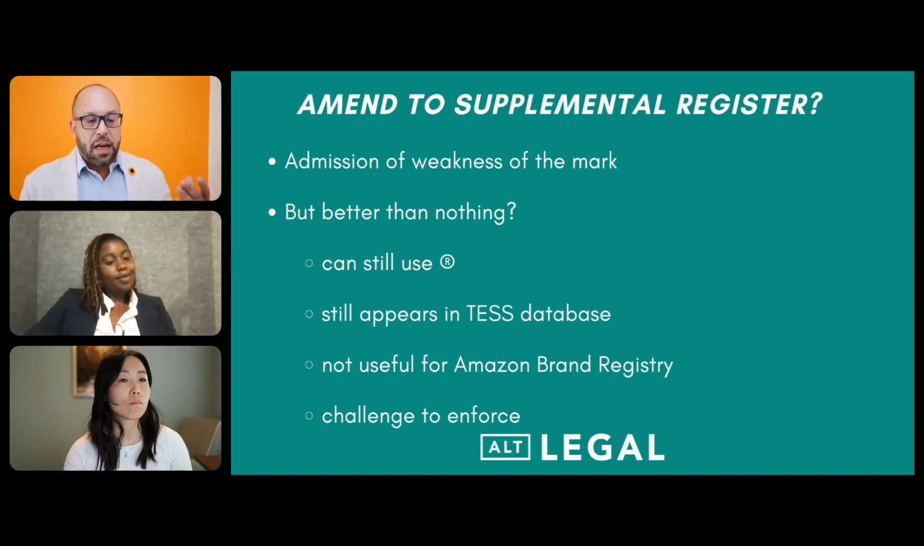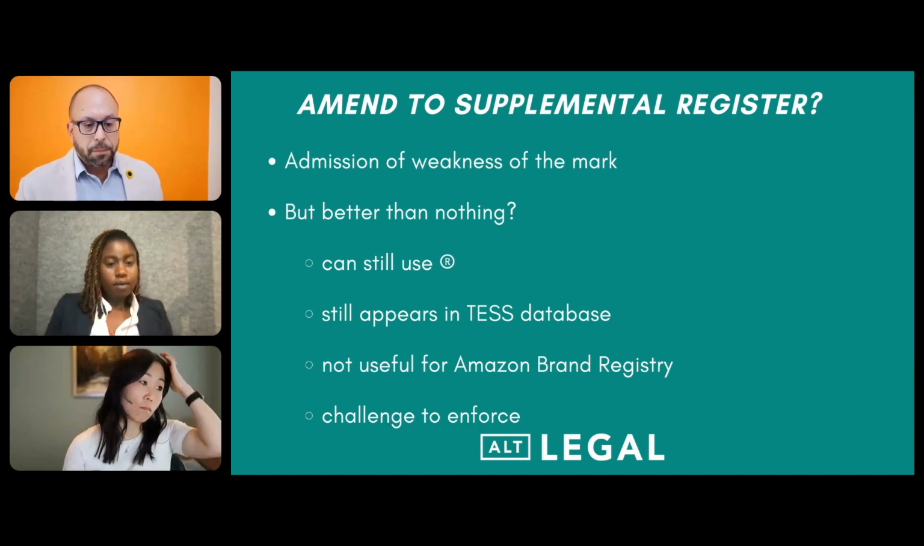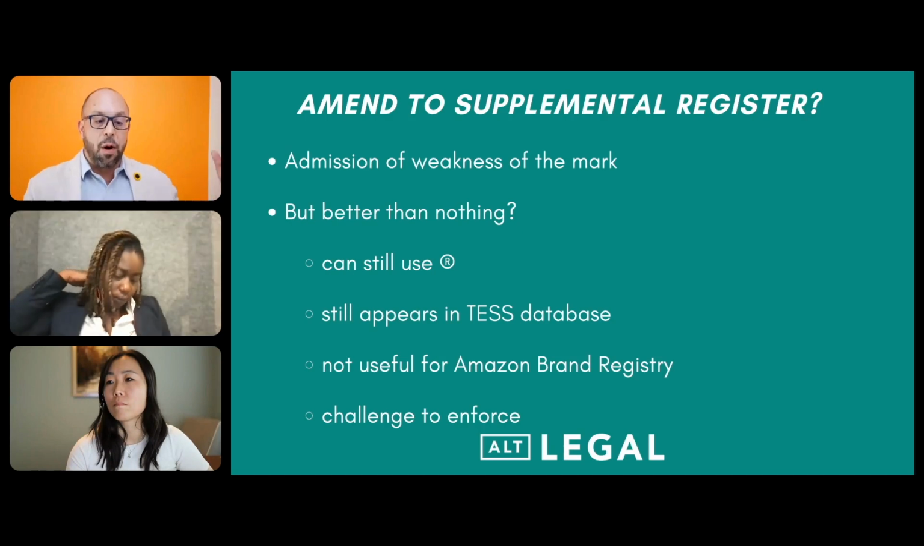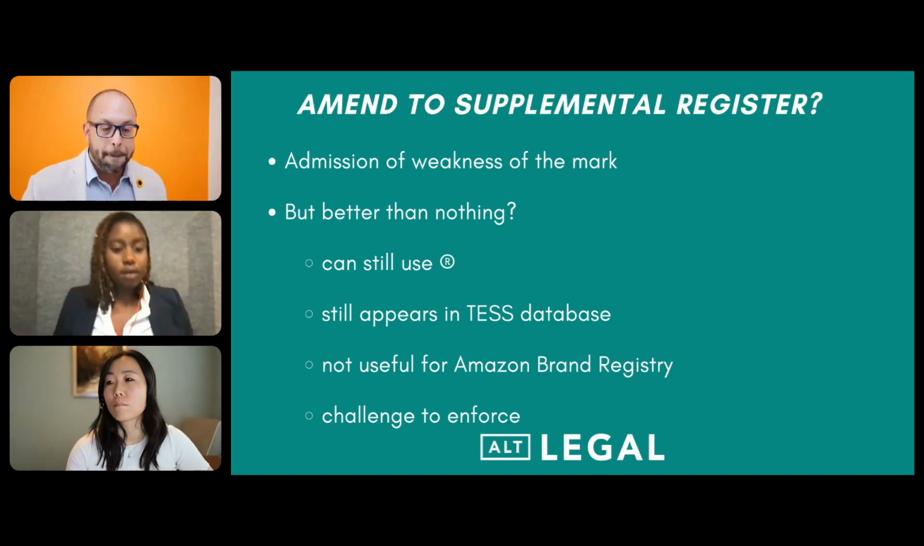that is an admission that the mark is weaker and descriptive. Now, that doesn't mean that you can't come back later and reapply and try to seek acquired distinctiveness based on either evidence of secondary meaning and acquired distinctiveness, or in many cases, more than 5 years of use. But remember that more than 5 years of use is not a guarantee that you're going to be granted acquired distinctiveness, especially if the mark is found to be on the spectrum, very, very descriptive.